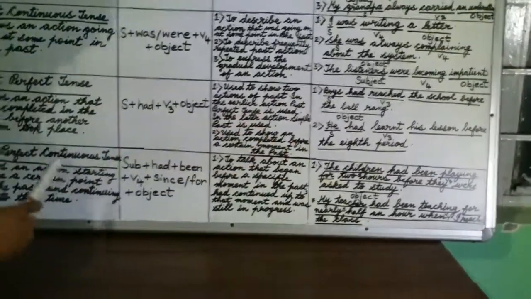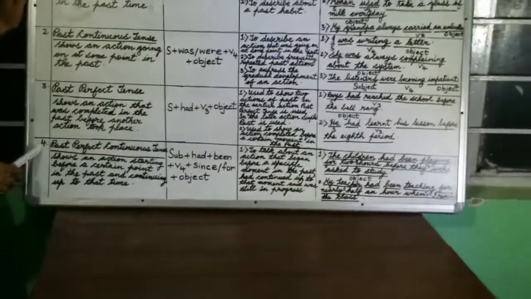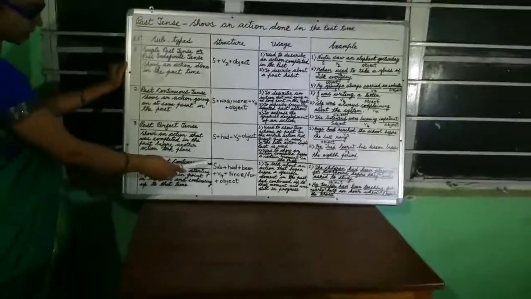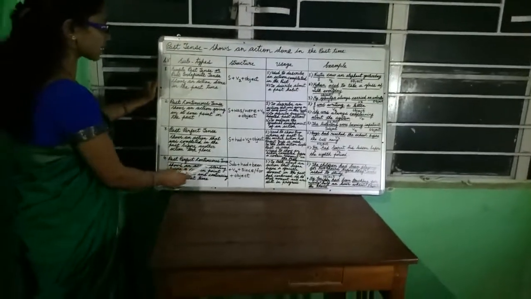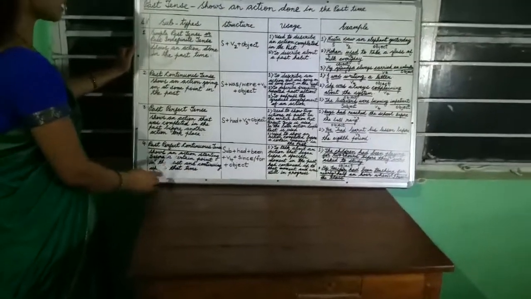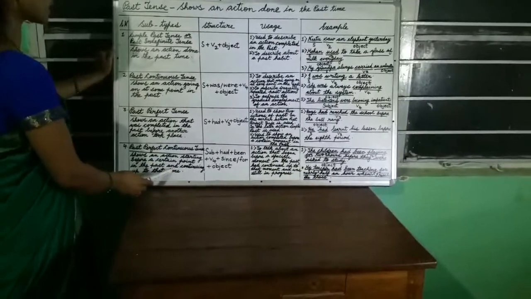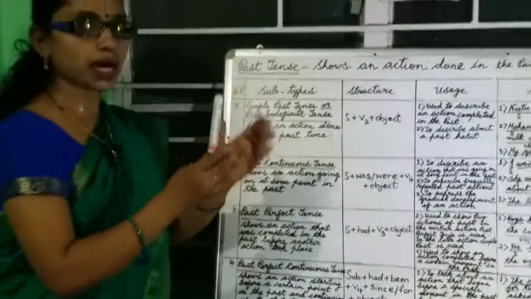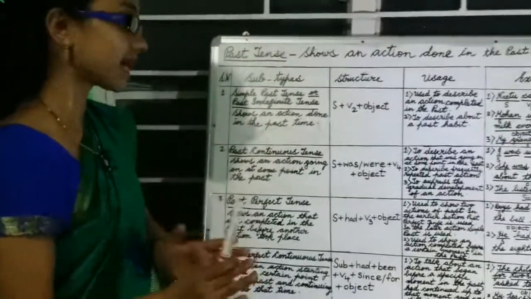Now coming to the last subtype of past tense, that is the past perfect continuous tense. It shows an action starting before a certain point in the past and continuing up to that time. That means a work started at a certain point in the past, but it is continuing till that time.